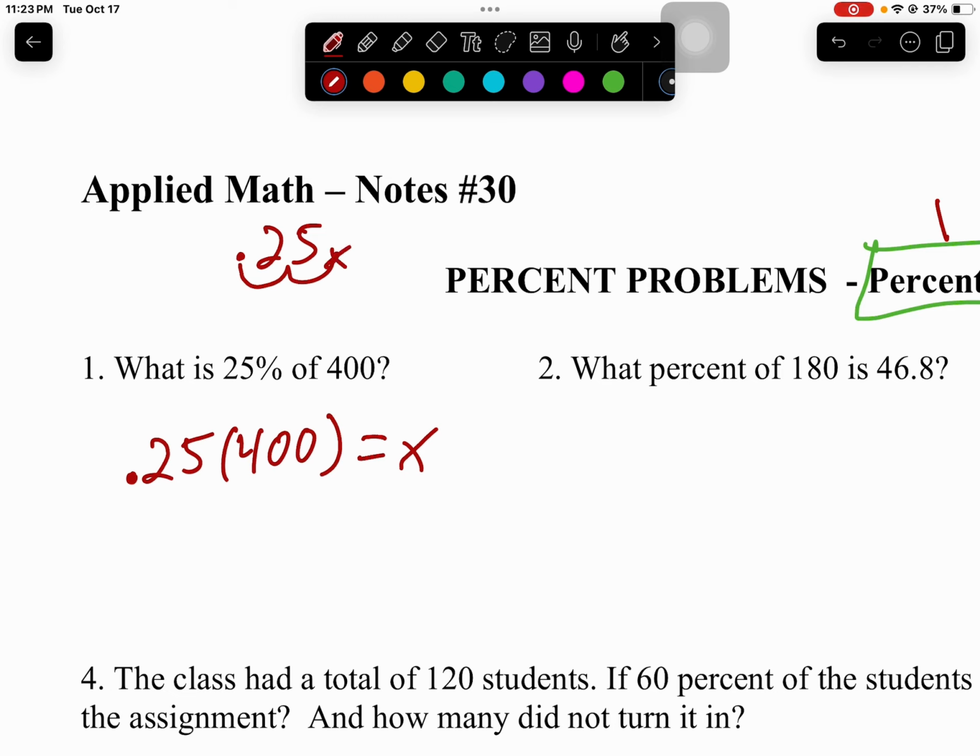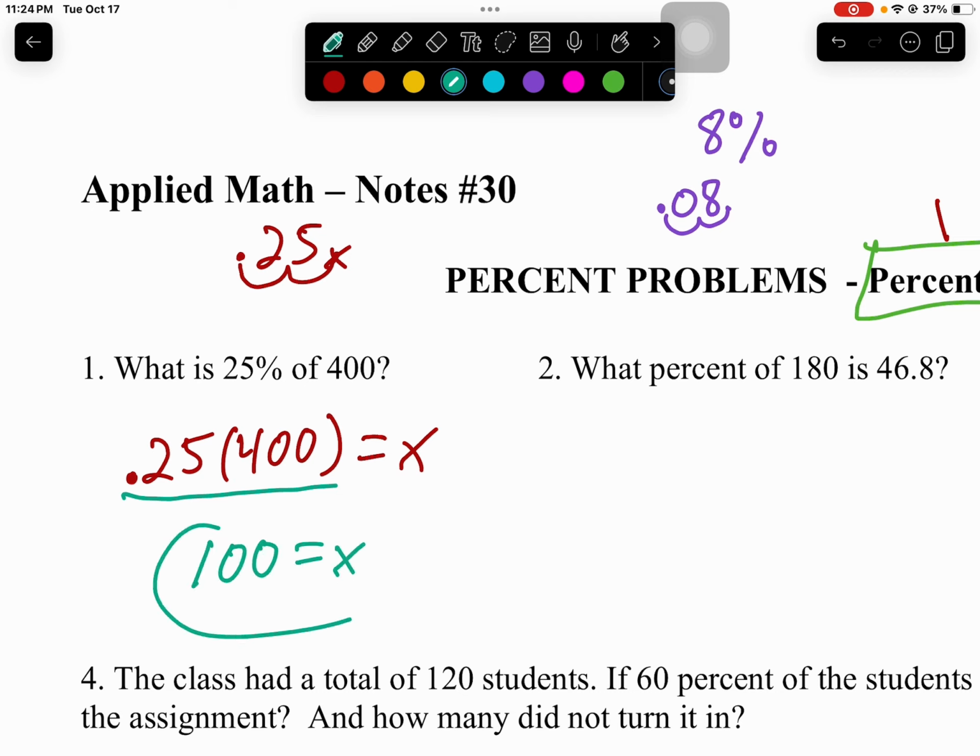So make sure you put your decimal place in front of the numbers. If it's a single digit percentage, like 8%, you still move it 2 times. You just put a 0 here. So it's 0.08 that you're going to write down. Just a quick thing that you must do to get the right answer. So in this one, you just simplify. 0.25 times 400. You put that in the calculator, and it turns out to be 100 equals x. So 100 is 25% of 400.